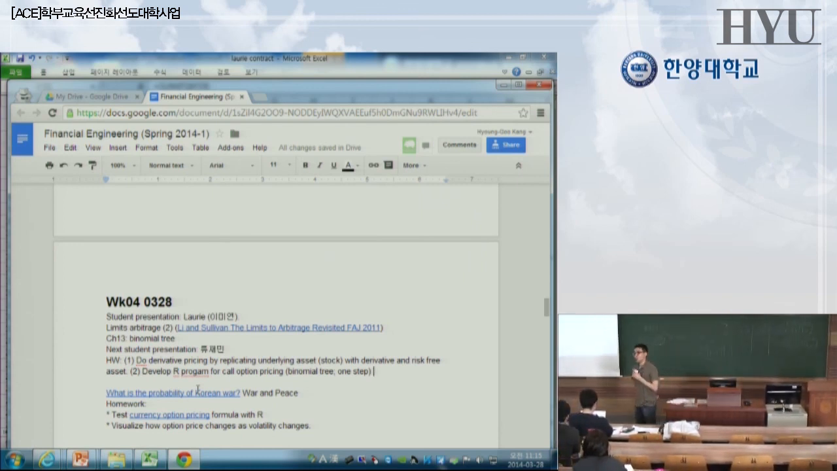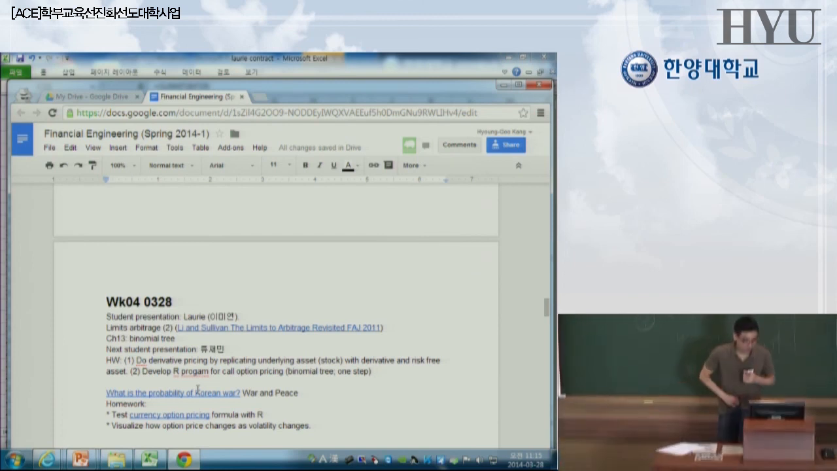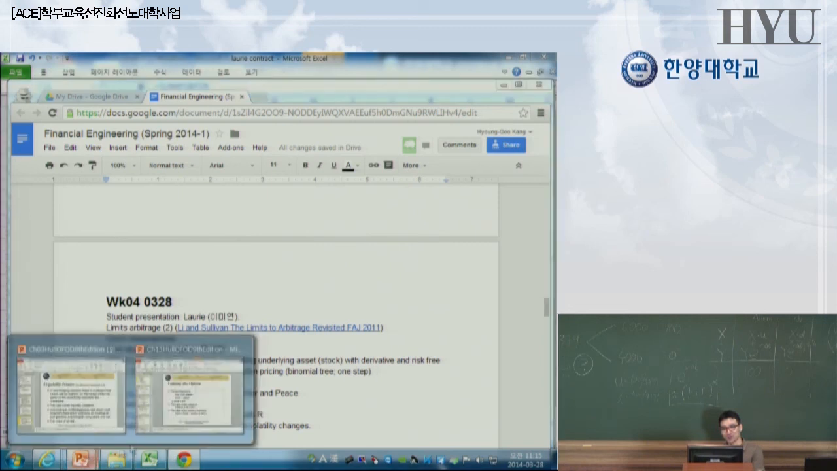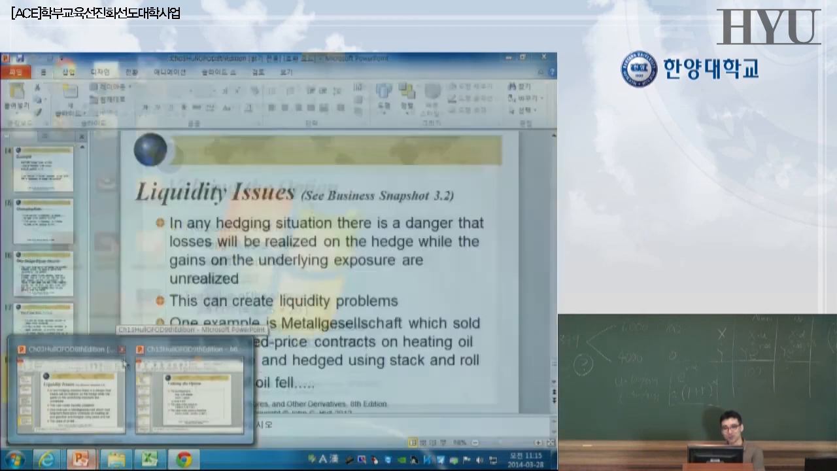Any question? You know, the textbook method is also simple, right? So again, the textbook method is replicating a risk-free asset. My method replicates the derivative. The third method is replicating the stock. Okay, do that for homework. That would be a good exercise.